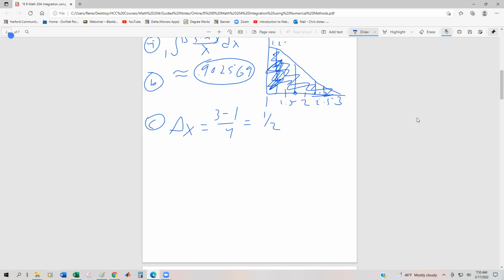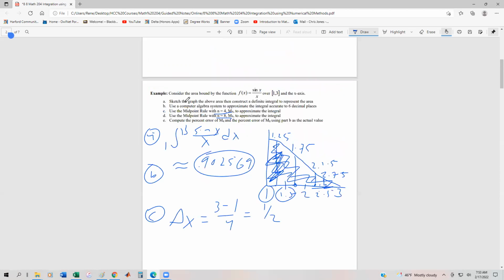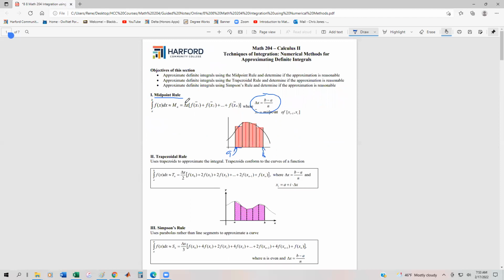In this case, we're going to have 1.25, and to get that, we just take the average of those 2 numbers. And then we have 1.75, and then 2.25, and then 2.75, right? And what we're going to do is stick all of those into our midpoint formula.